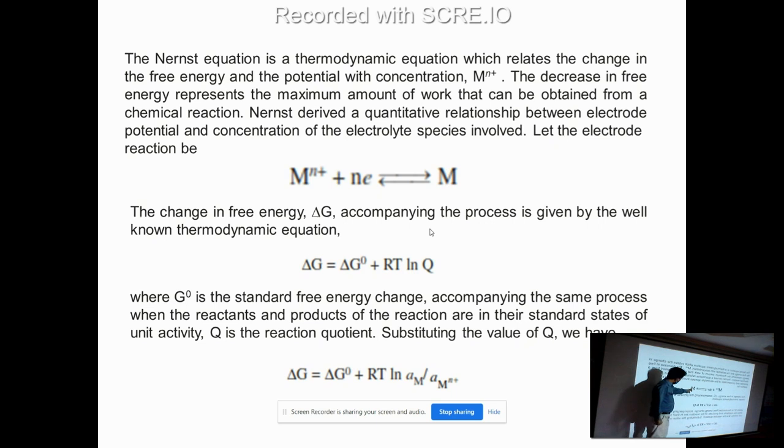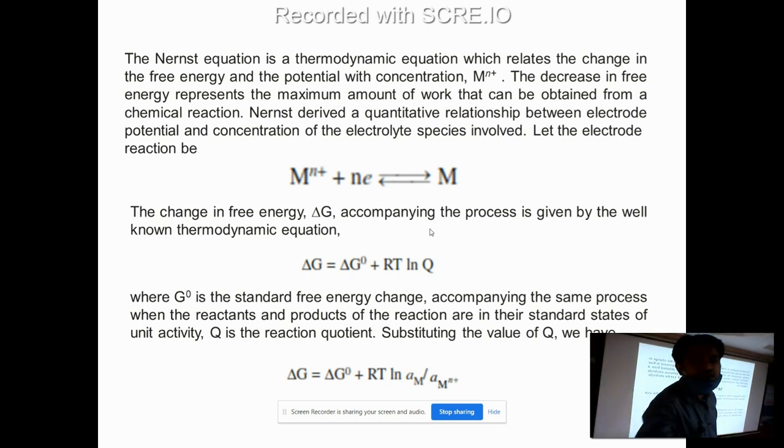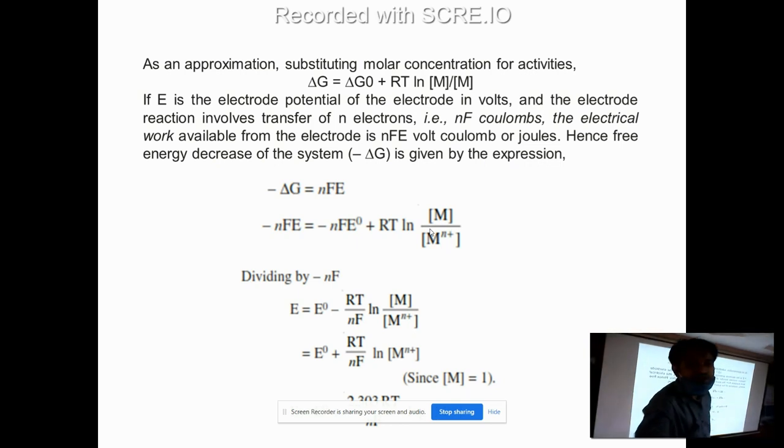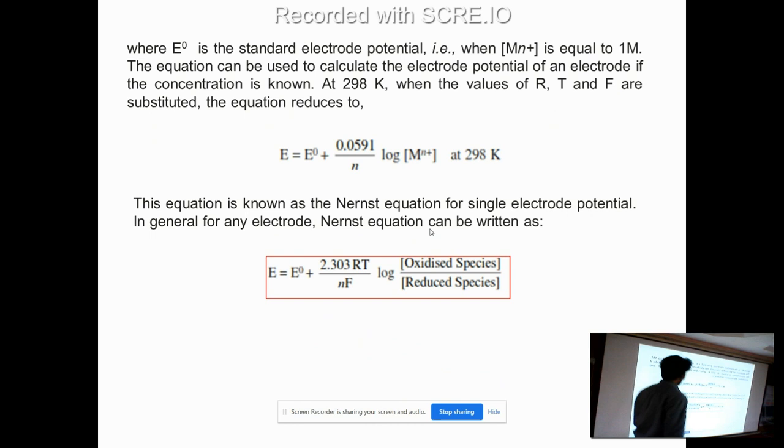Now, because of this reaction, if I take delta G naught plus RT ln Q, where Q is the quotient of the products, that is the activity of the product M by the activity of Mn+. So if I just substitute the activities, I'll get this. ln M by Mn+, because I know delta G is minus nFE, divided, the same Nernst equation can be converted into a standard form. Yes, this is the form, or this is the form.